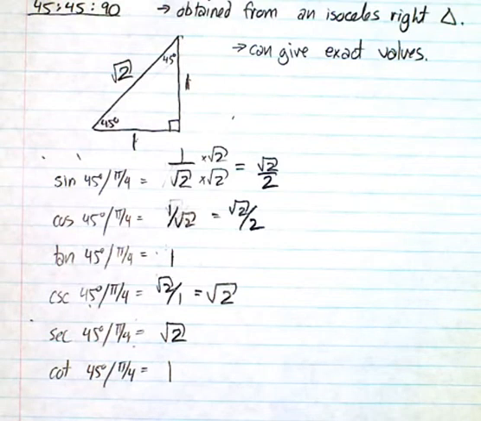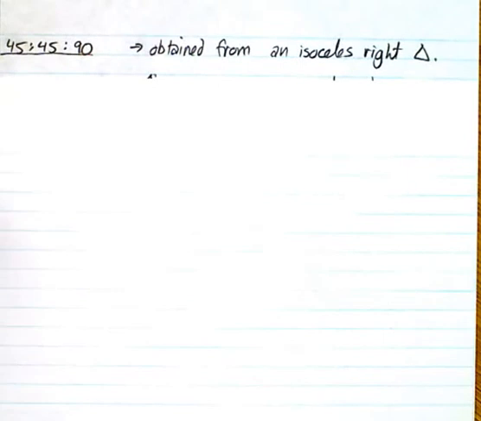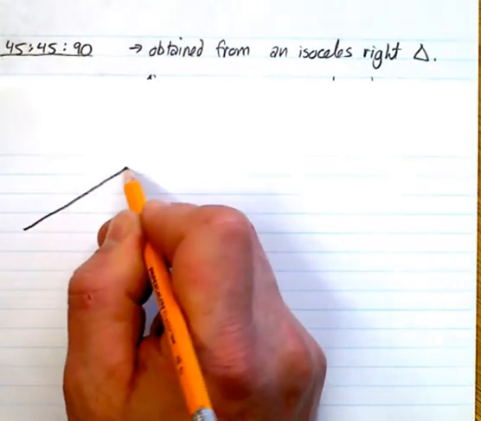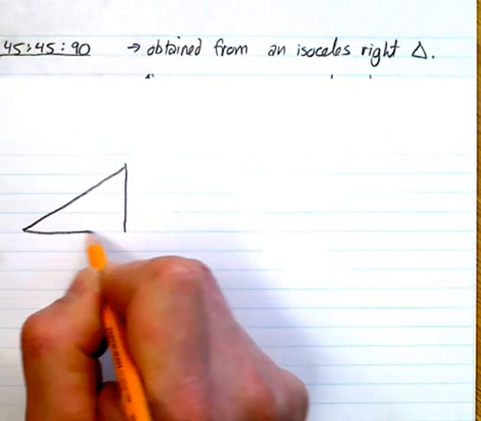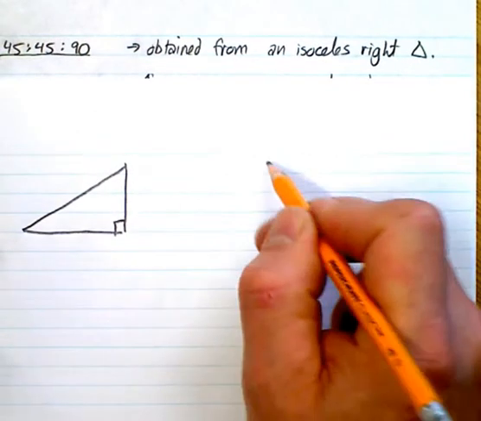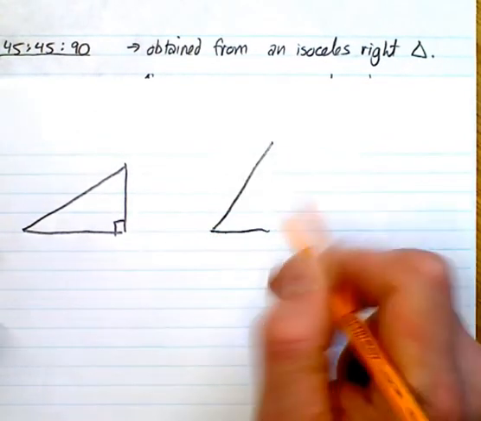Boy, I had them somewhere around here, but I don't have them anymore. So what I suggest you do pretty much at all times when you're dealing with these special angle triangles is draw these two things. Okay, draw them both.